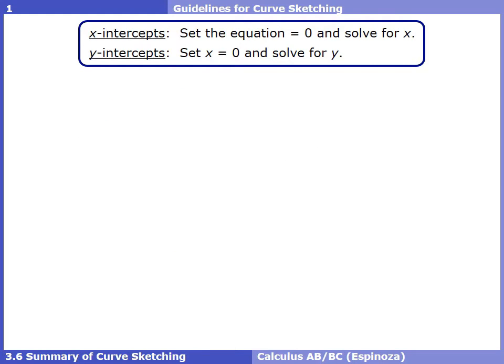So this slide's going to serve as all the guidelines that we need to know when we're trying to analyze graphs. The first thing you see is something you've known for a long time now since algebra: to find x-intercepts, we set our equation equal to 0 and solve for x. The reason we do that is because we know the y value at an x-intercept is 0. To find y-intercepts, it's the reverse. We set x equal to 0 and solve for y, because we know at a y-intercept, our x value is 0.